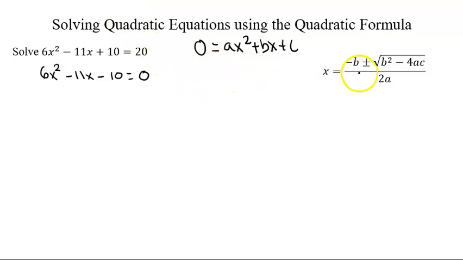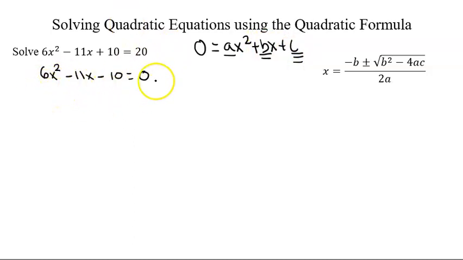So you can see in this formula how I have two A's, two B's, and a C. Those letters represent the coefficients of each term. A is the leading coefficient, or the number next to the x squared. B is the middle term, the x term's number. And C represents the constant term, or the last number in the equation.